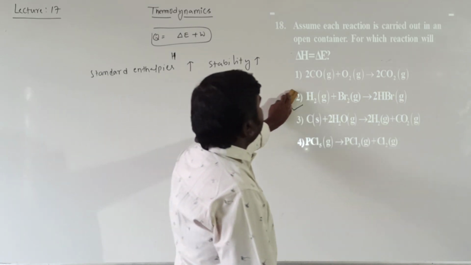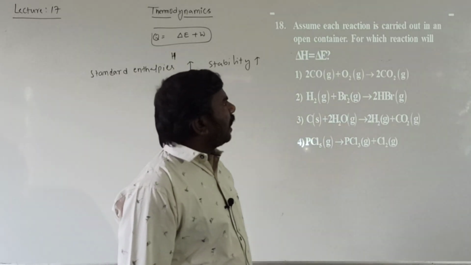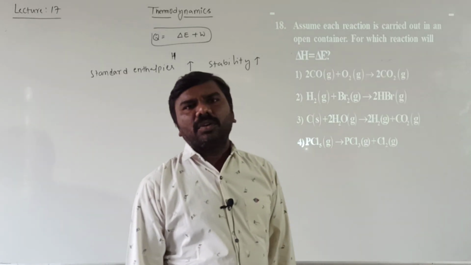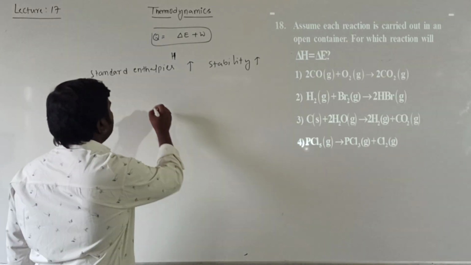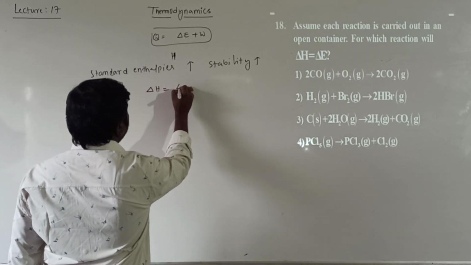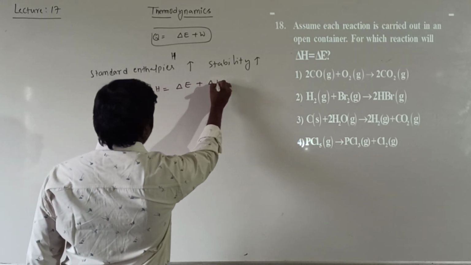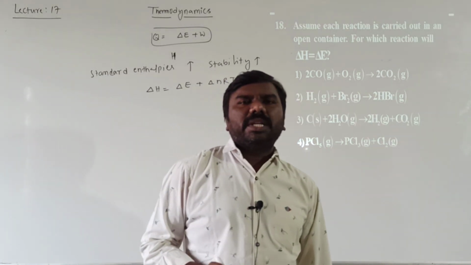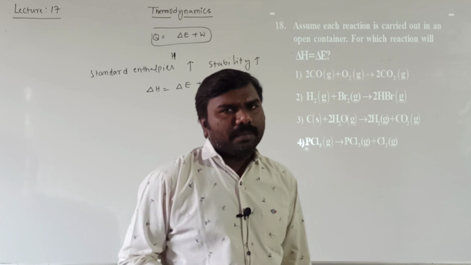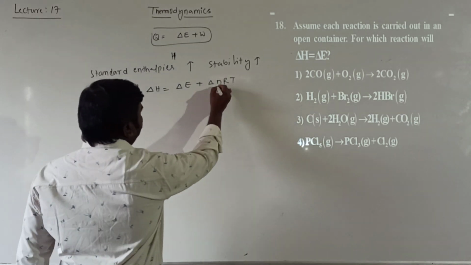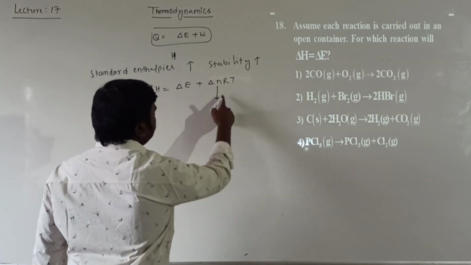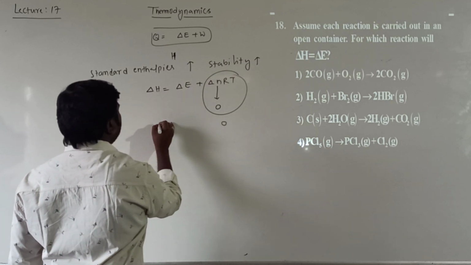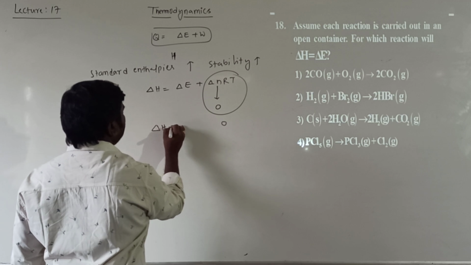Next, assume each reaction is carried out in an open container for which delta H is equal to delta E. Delta H equal to delta E plus delta nRT. It is the formula. In the textbook, delta E is replaced by delta U, remember. Now, if delta n becomes 0, 0 into RT, this term will be 0. Then finally, delta H is equal to delta E.